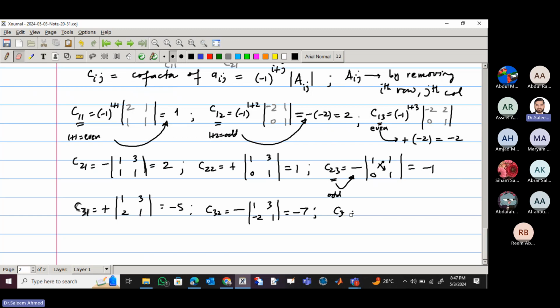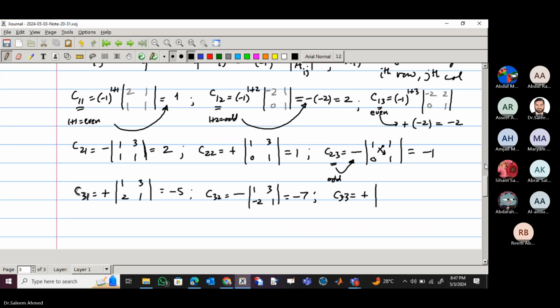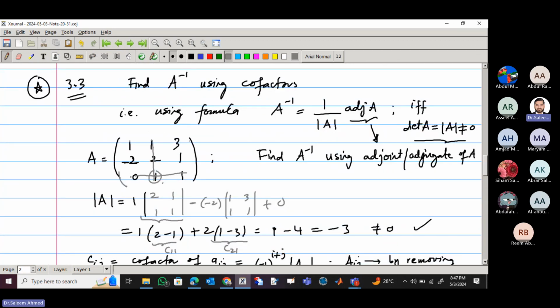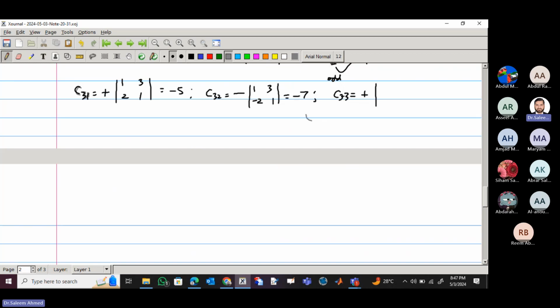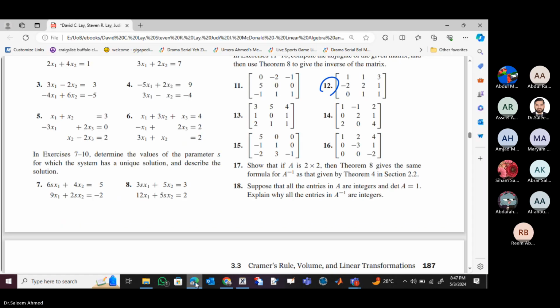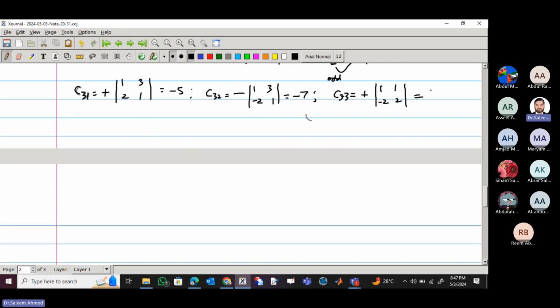C33 is again plus. Right. So it is again plus. Now if I write 3 means the last one, which is this one. This one, right? See, 3 is gone. So you got 1 1 minus 2 2. So this is 2 plus 2, 4. So these now I will write adjoint.